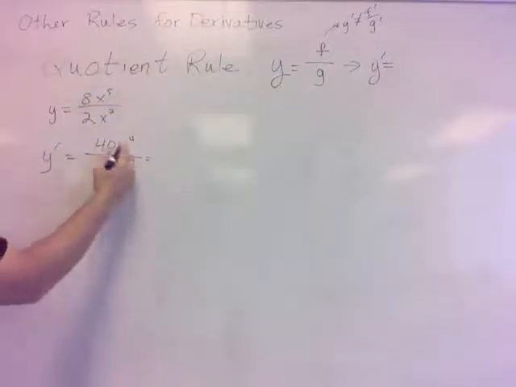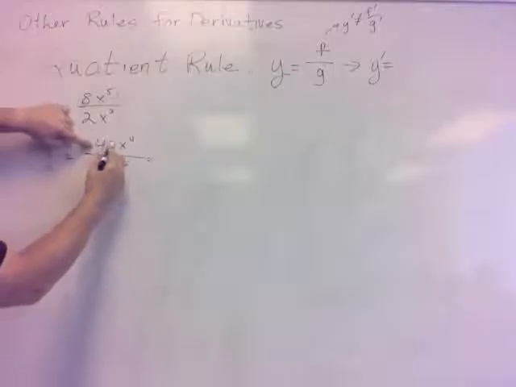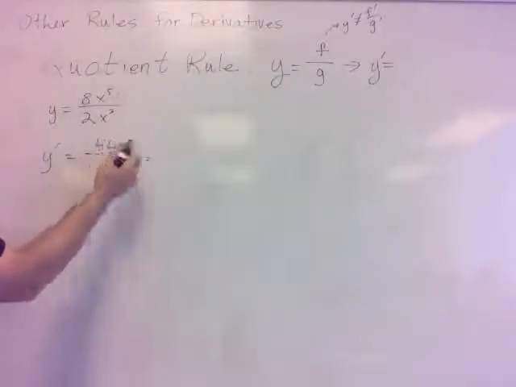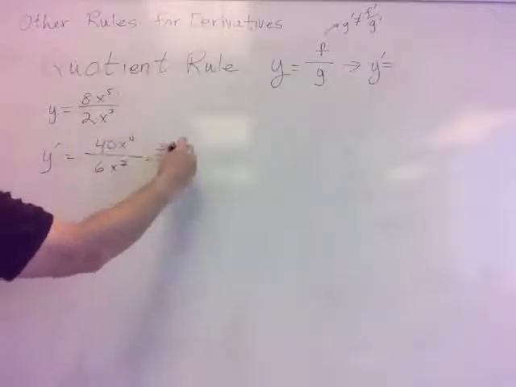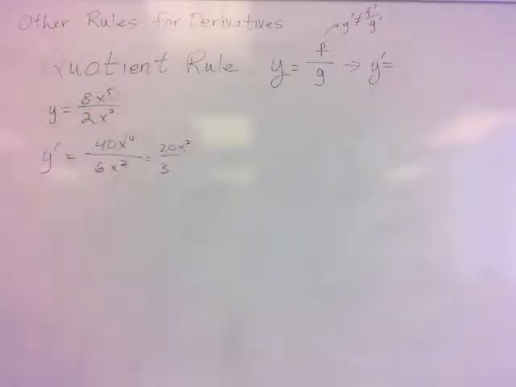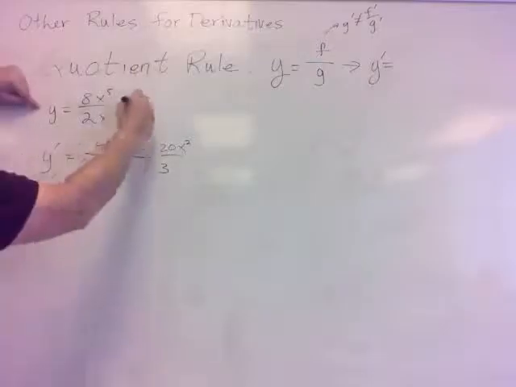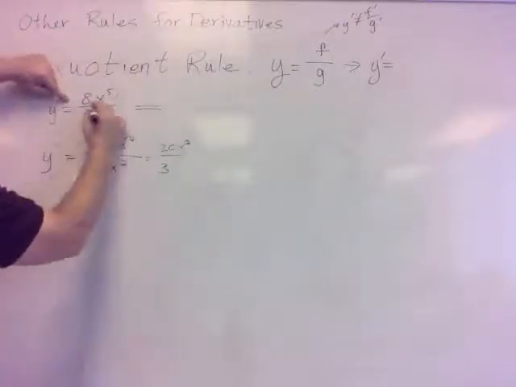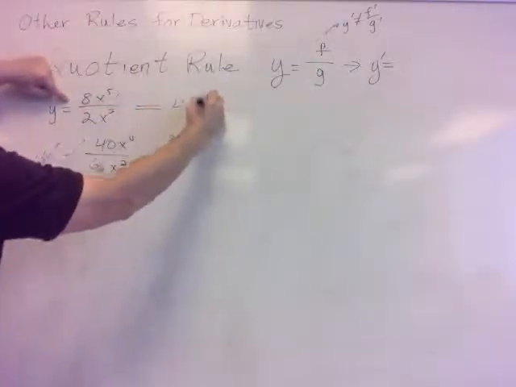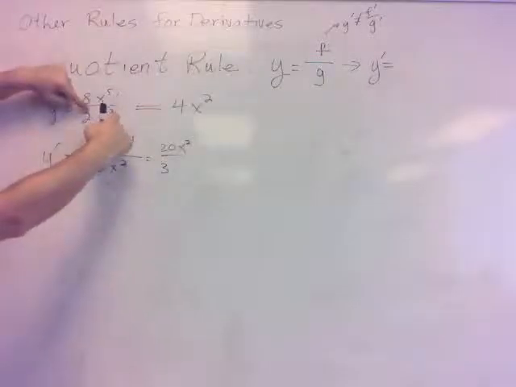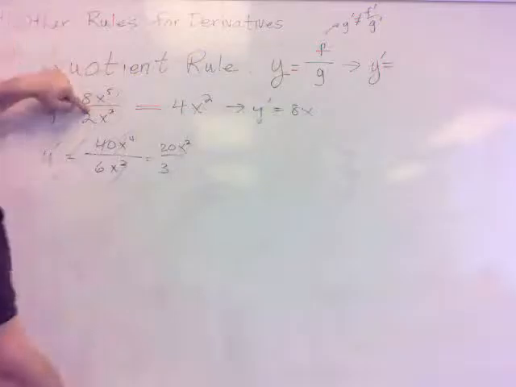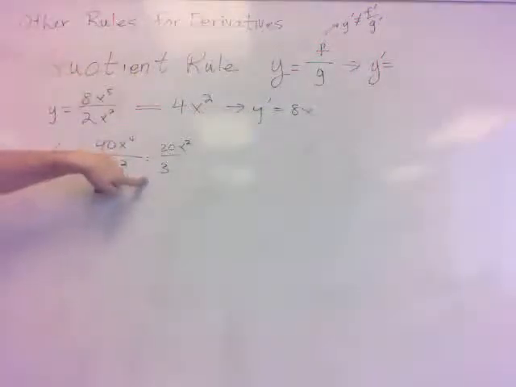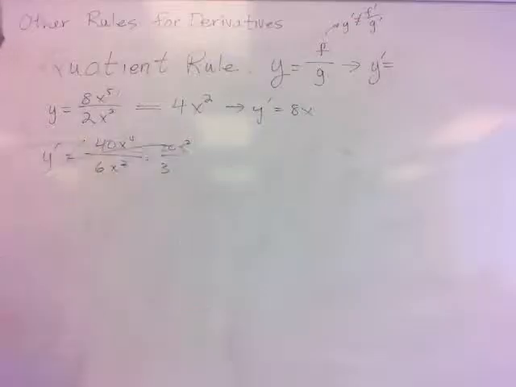Can I reduce that? I can only reduce it by 2, can't I? 20 over 3, then I can reduce those to be x squared. That is not it. Because notice here, this is equivalent to 4x squared, right? Divide that, that's 4. Divide that, that's x squared. So the derivative is 8x. It's not even close. Don't do that, because it's not even close.